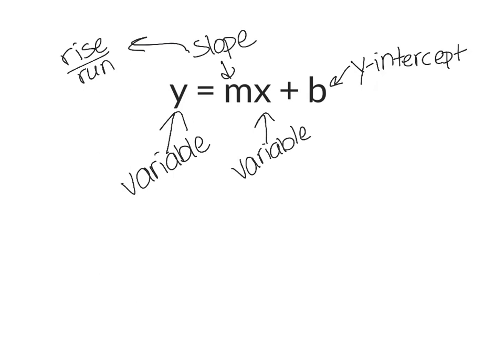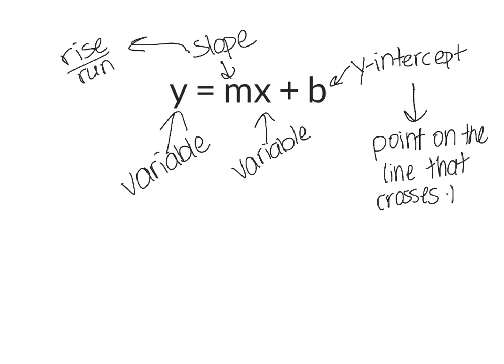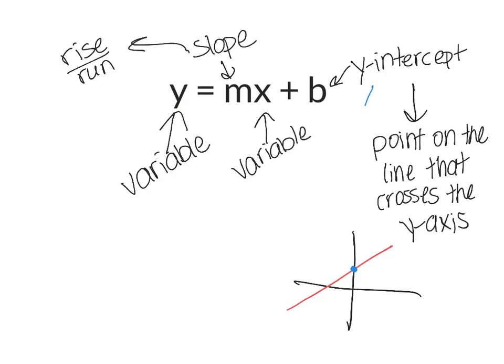So just to review a couple of these words with you, the slope means the rise over the run on a graph, or the rate of change. How much is the line on the graph increasing or decreasing? The y-intercept is the point on the line that crosses the y-axis. So if I have a quick sketch of a graph here, here's a line. This point right here is where it crosses the y-axis. So this right here is the y-intercept.